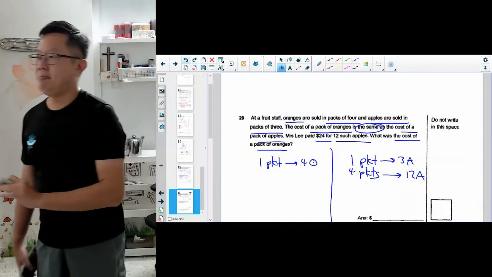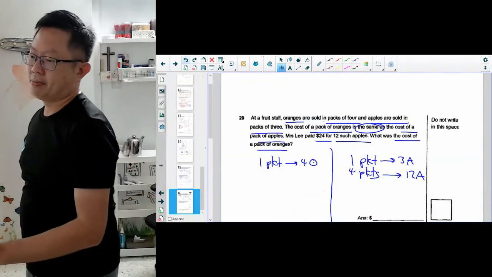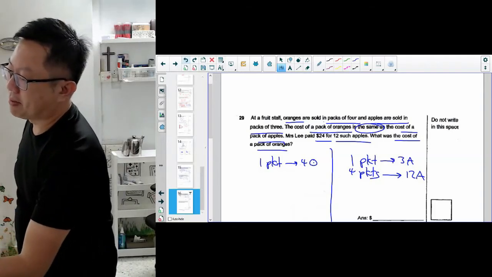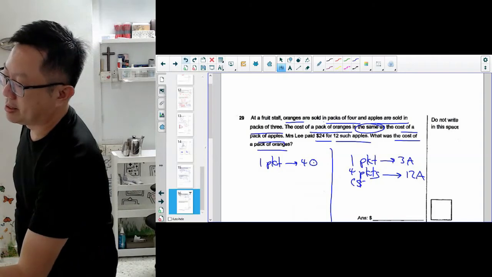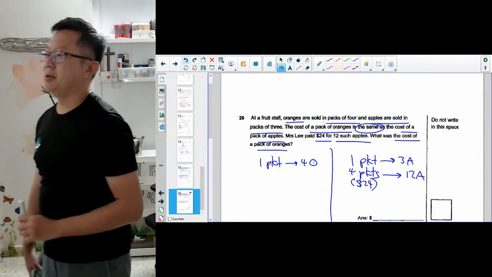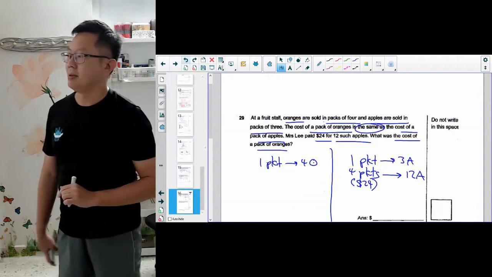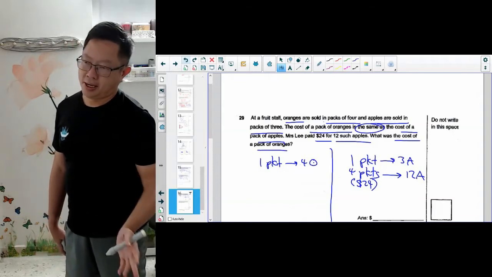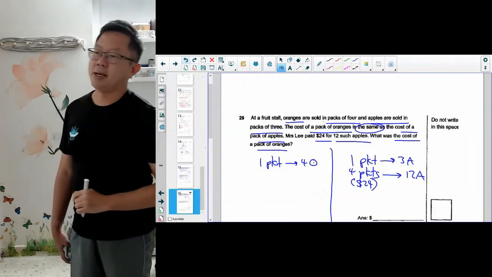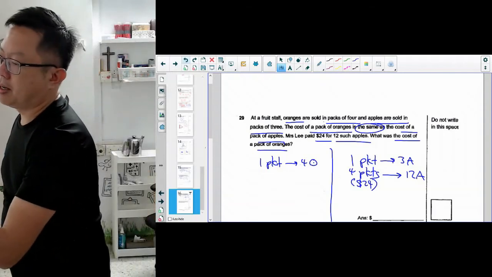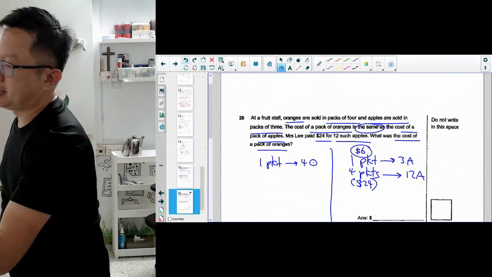Mrs. D paid $24 for 12 apples. So it means that 4 packets will be how much? 4 packets will be $24. So then how much is 1 packet? 1 packet must be $24 divided by 4, so your 1 packet must be $6.